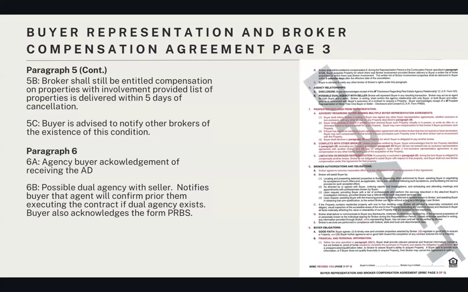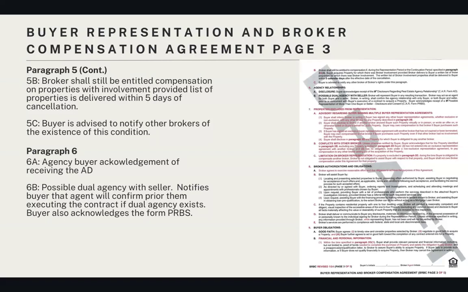Paragraph 5C is just a disclosure to the buyer, and it advises to notify other brokers of the existence of this condition. So putting the other broker on notice that, hey, there are some properties that I may need to pay another broker for if there is involvement, or if I end up buying this other property. So we need to be having those conversations with buyers, as we've discussed: have you talked to other brokers? Have you signed anything? This is a reminder for buyers, again, to make sure that they're having those conversations with other brokers.